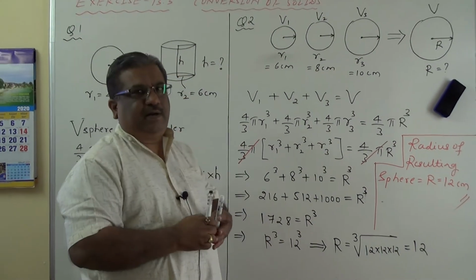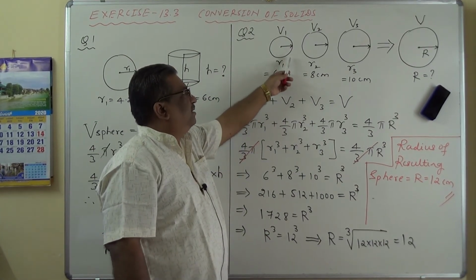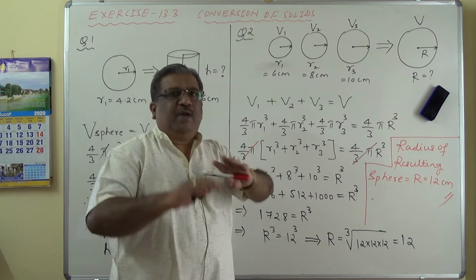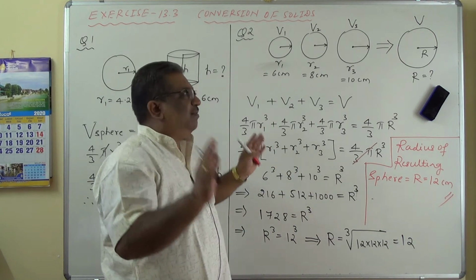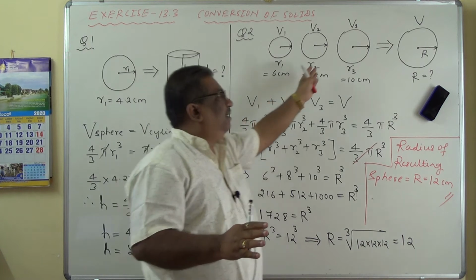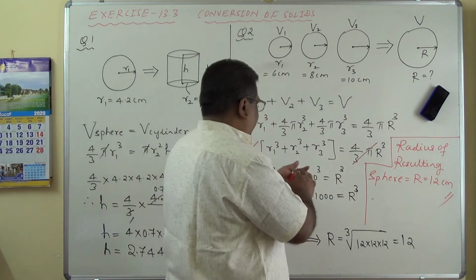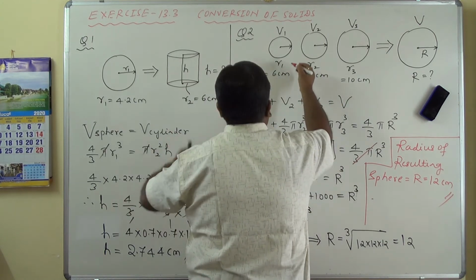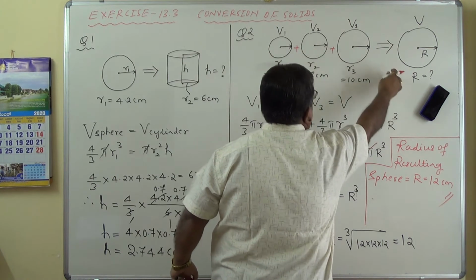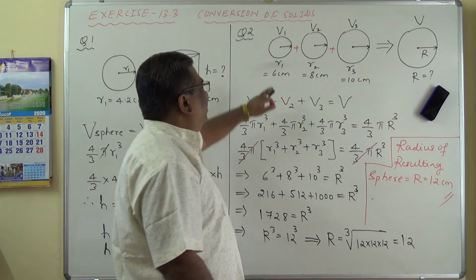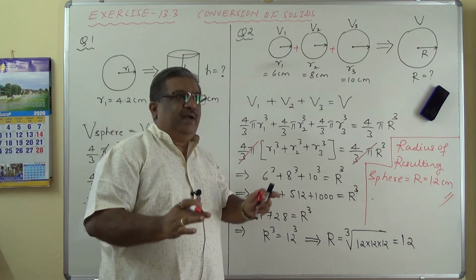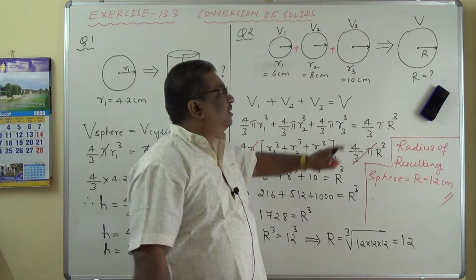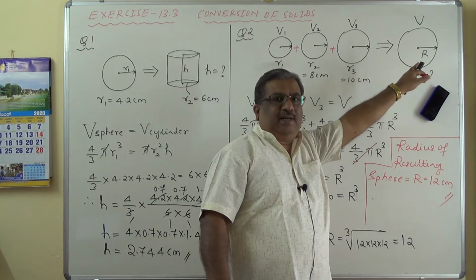Given to us here are 3 spheres of radius r1, r2, r3: 6, 8 and 10 centimeter respectively. All these are melted together and added, and then a new sphere is created. So I can put a plus here for your information: this plus gives you the resulting sphere. That means individually these three spheres are melted and the volumes are added, then the resulting sphere is created. The question is, what is the radius of this resulting sphere?